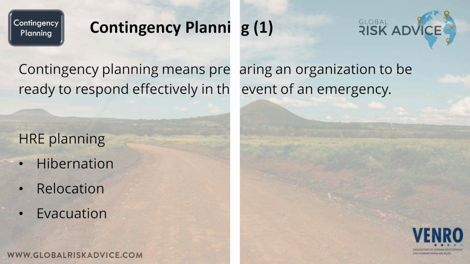So we talked about context analysis. Who are you and where are you? Then we talked a little bit about risk assessment and risk reduction measures, and then formalizing them and creating an SOP. And then you did all of this work and still something bad happens. Still a crisis emerged. And then we have to start, well, before that, we have to start talking about contingency planning, because it means preparing an organization to be ready to respond effectively in the event of an emergency.